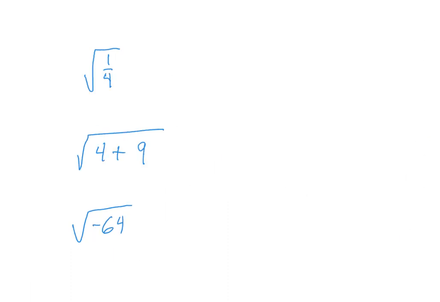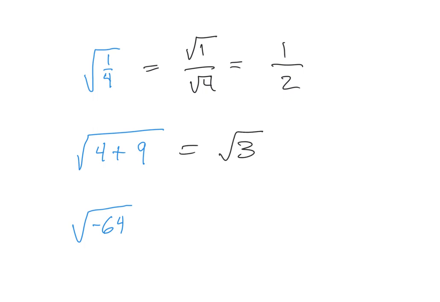Because multiplication is possible to split up the square root, I can do the same thing with division. So I can have the square root of 1 over the square root of 4, so that will then be 1, square root of 1. What number times itself is 1? That's just 1. What number times itself is 4? And that's 2. Now, with addition I cannot do this.